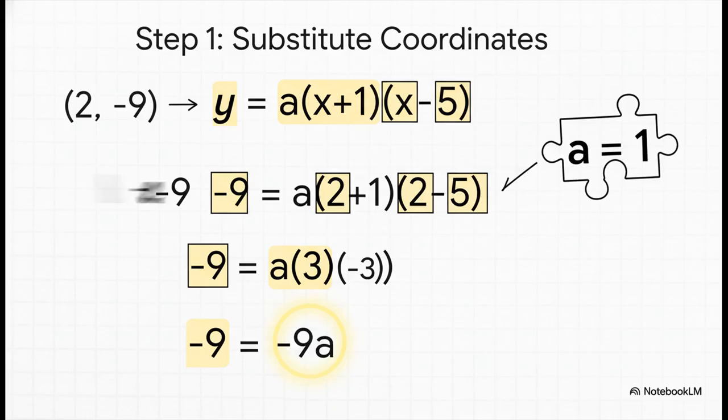We take that point we know, (2, -9), and we just substitute the x and y values into the equation we just put together. So -9 goes in for y, and 2 goes in for x. Now, a is the only thing we don't know. A little bit of simple algebra here. -9 equals a times 3 times -3. So -9 equals -9a. Well, that means a has to be 1.